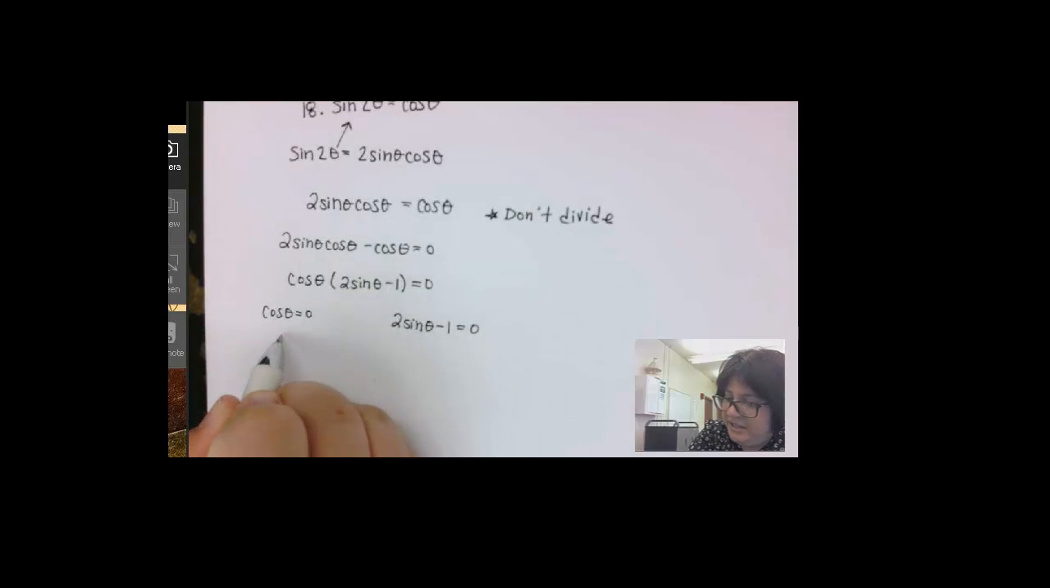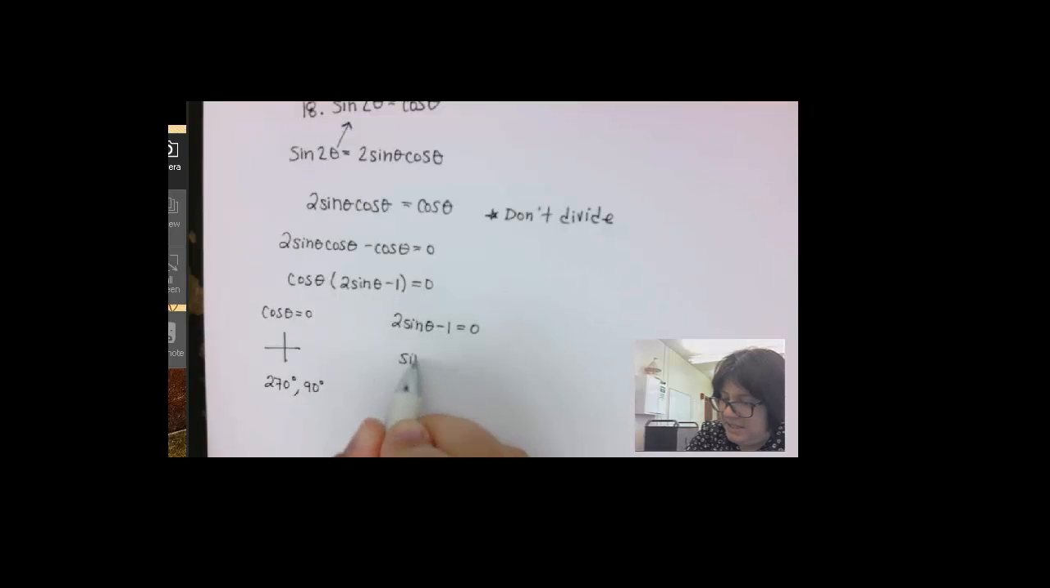So you're going to get, I always have to draw the axis. So right there, 90 and 270. So 270 and 90. And also we know that the sine of theta is 1/2. So you add 1, divide by 2. All right, so where does that happen?